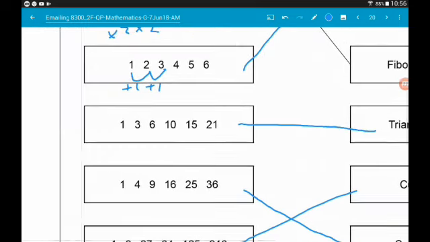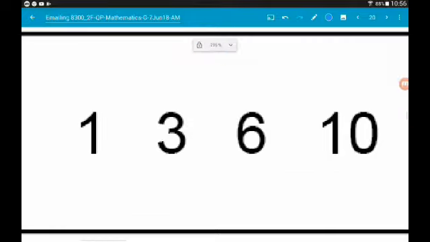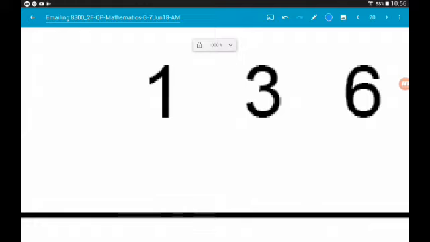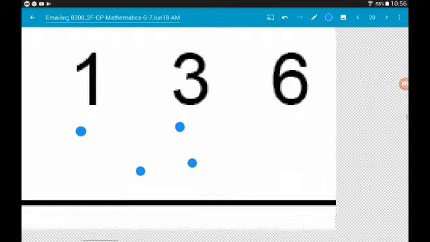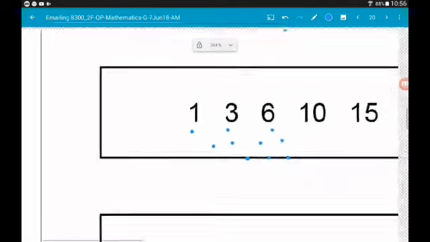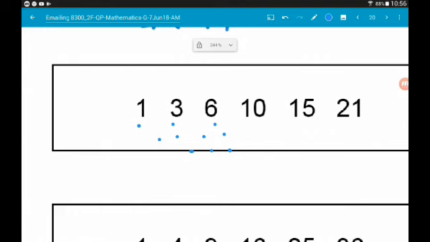Now the reason that we call these guys triangular numbers, it doesn't work very well with a 1, but say we have 3 dots, we can arrange them in a triangle like that. With 6, we can do the same. So that is why these guys are called triangular numbers.